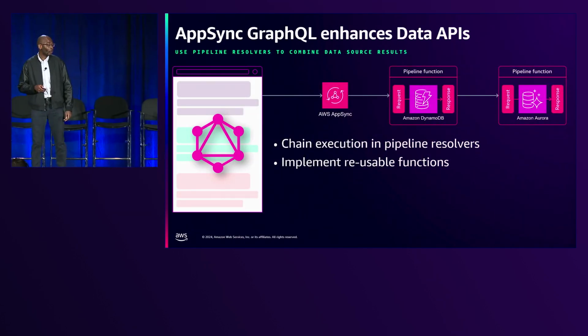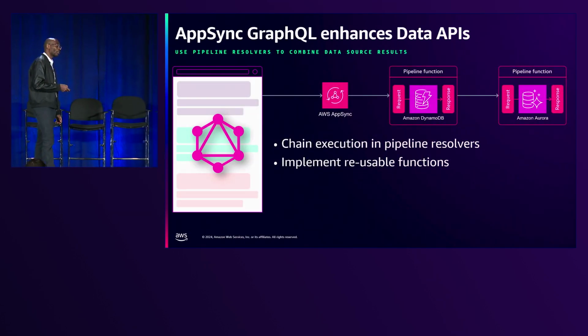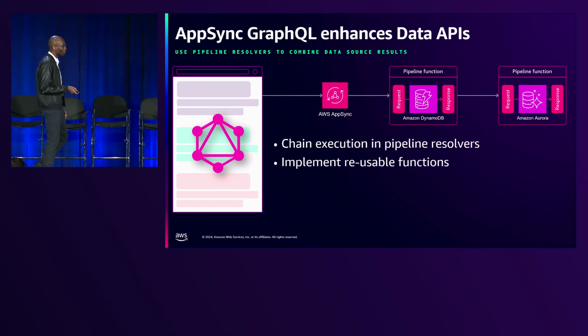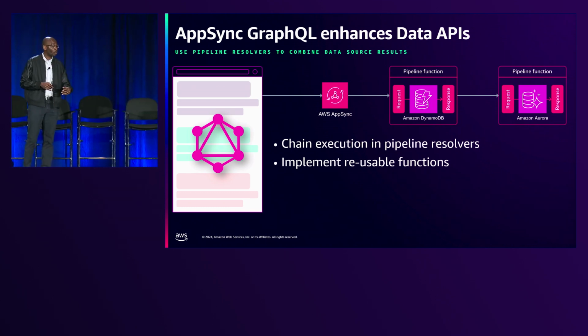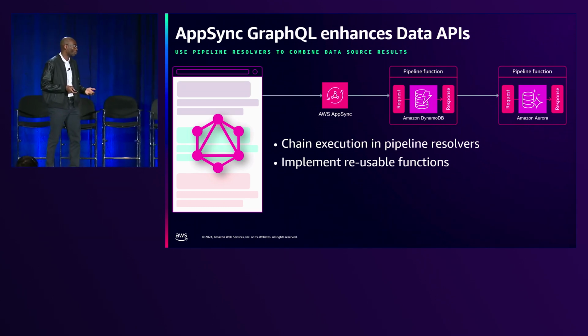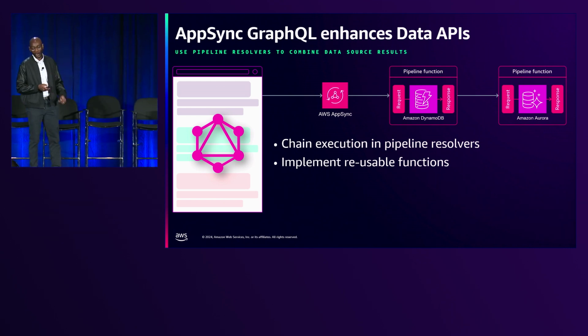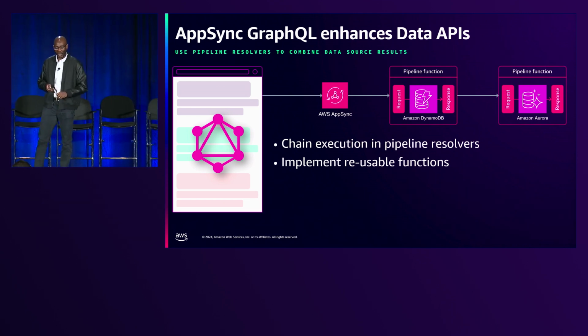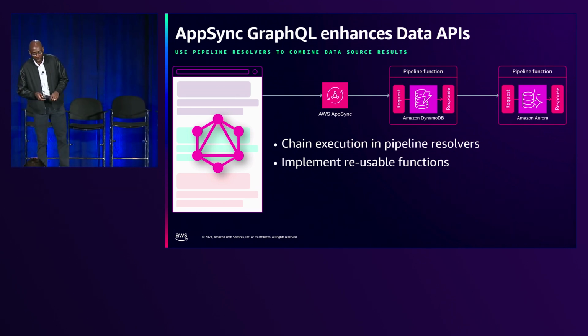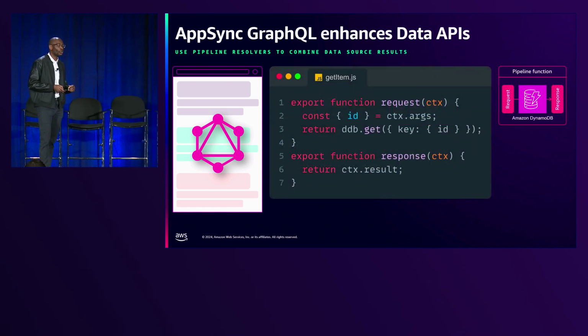And then you can use our pipeline resolvers. Pipeline resolvers allow you to call multiple data sources in sequence without introducing any need for additional compute. So with my GraphQL API, I can call my pipeline resolver, I can make a call to my DynamoDB function, and then I can use the result from that query to build another query for my Aurora database.